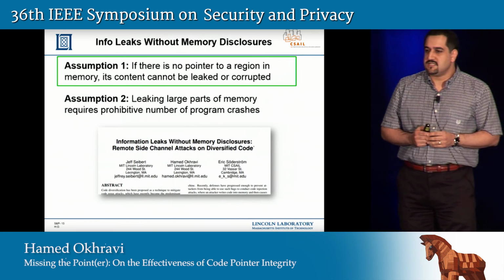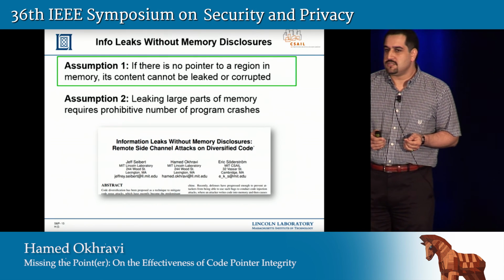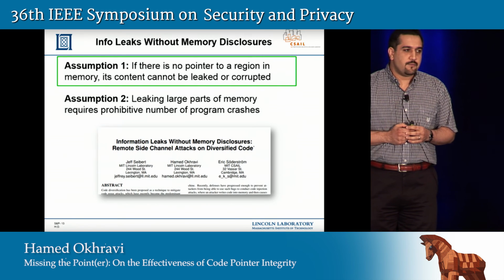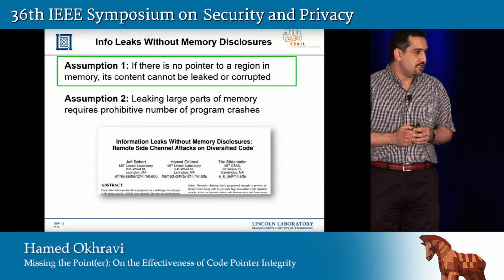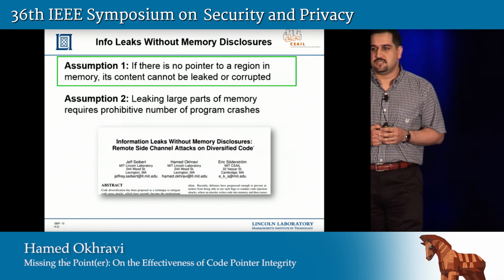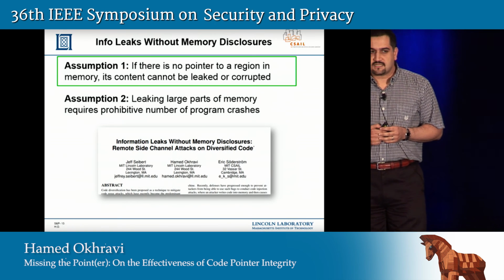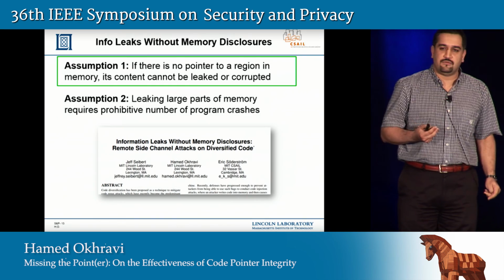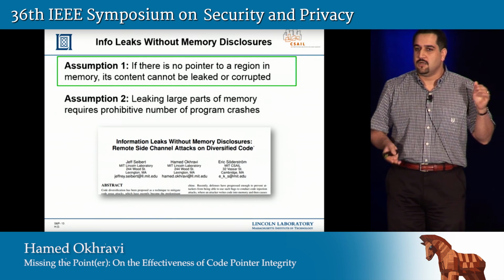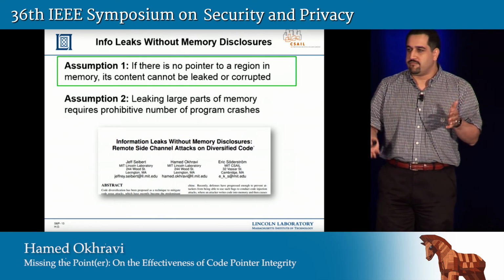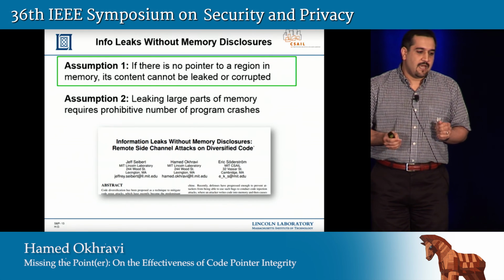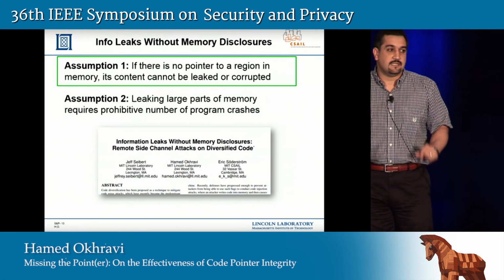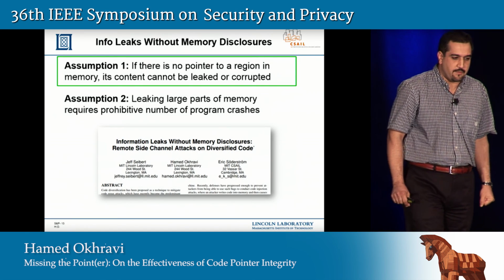The first assumption is actually not correct, and we showed that in a CCS paper last year, that information not only can leak directly, but it also can leak indirectly using side channel attacks. In this case, an attacker can redirect a data pointer, a dangling data pointer, to an arbitrary location in memory without actually having prior knowledge of where that location is. And by monitoring side channel information remotely, an attacker can leak the content of memory.